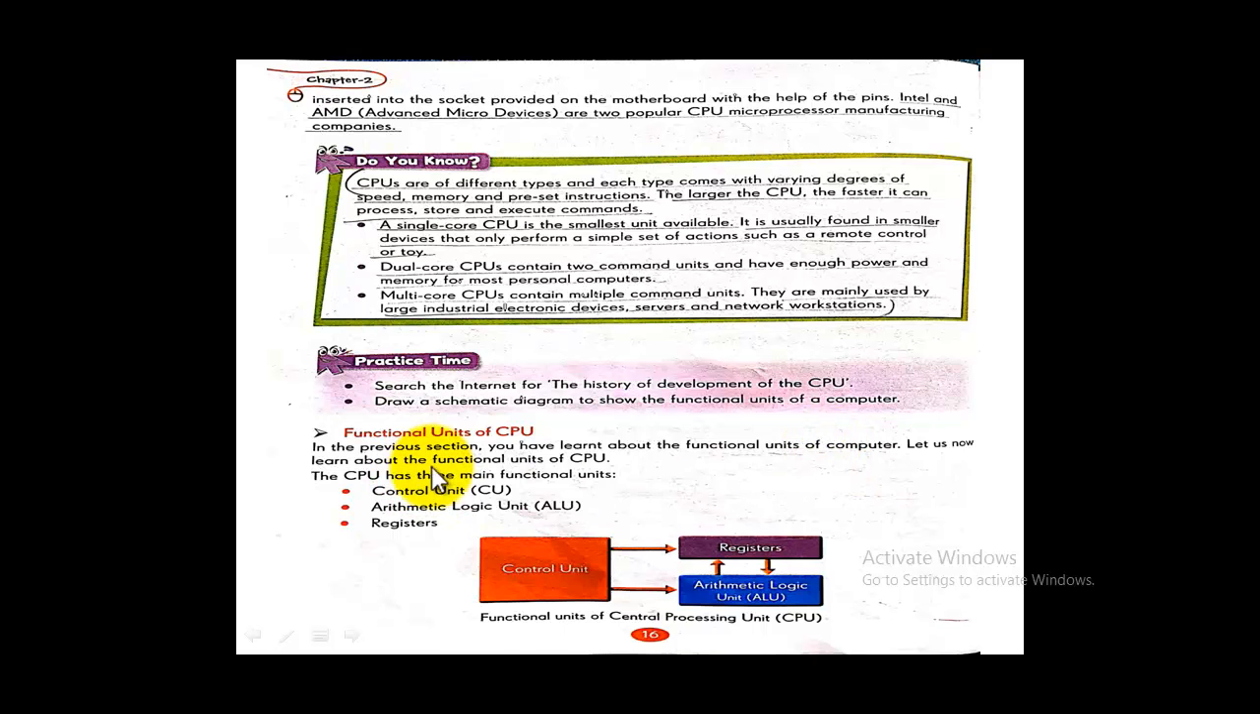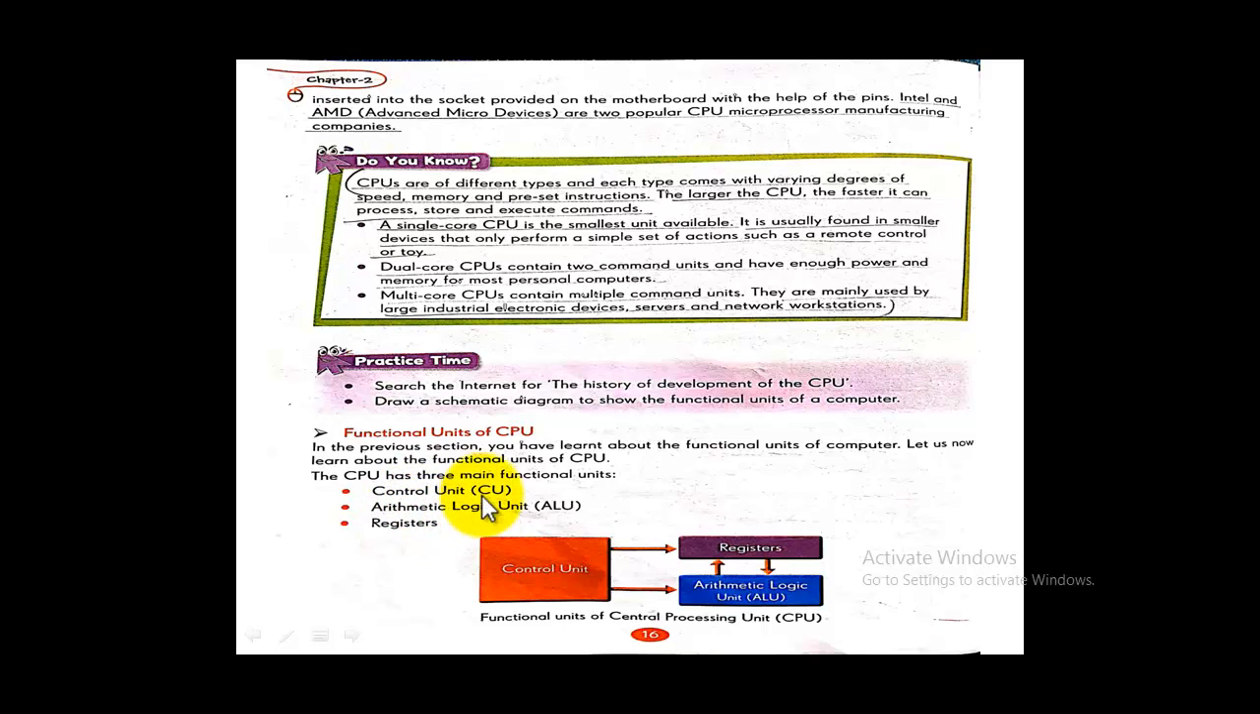Let's learn about the functional units of CPU. The CPU has three main functional units. The first one is the control unit, CU. The second one is the arithmetic logic unit, that is ALU. And the third one is the register.